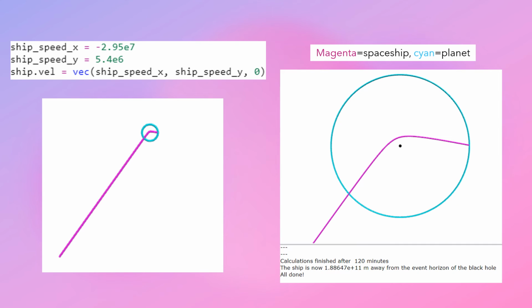In order to achieve my mission of flying around the black hole without crashing into the planet or the black hole, I had to find a proper initial velocity through trial and error. My ship ended up traveling with an initial velocity of negative 2.95 e to the 7 meters per second in the x direction and 5.4 e to the 6 meters per second in the y direction. As you can see from the images of my run, my ship was able to successfully complete its mission.